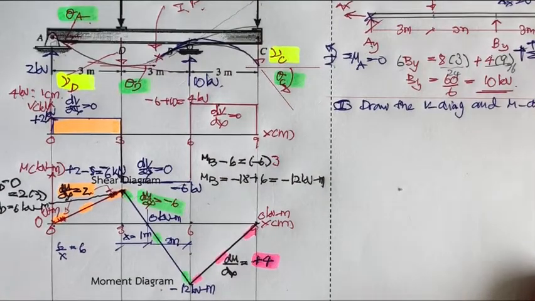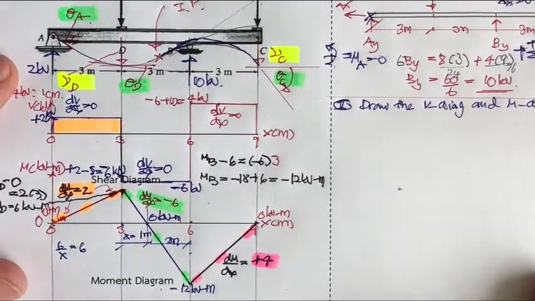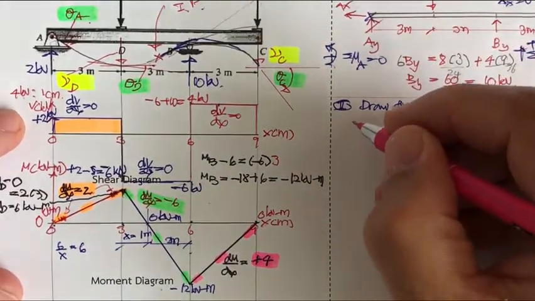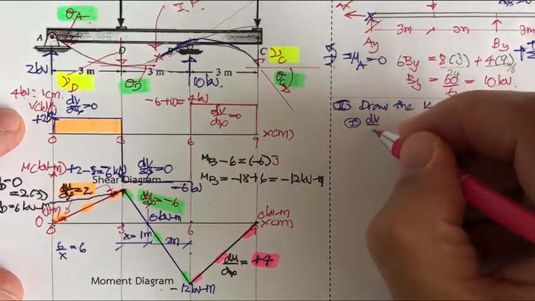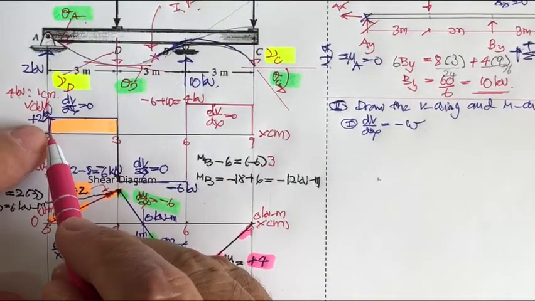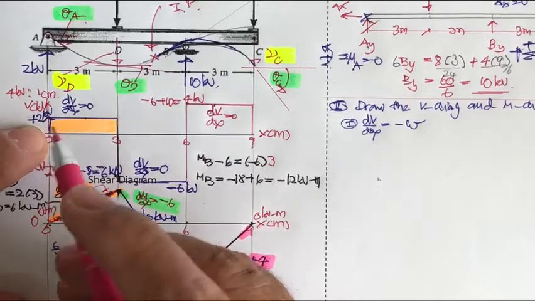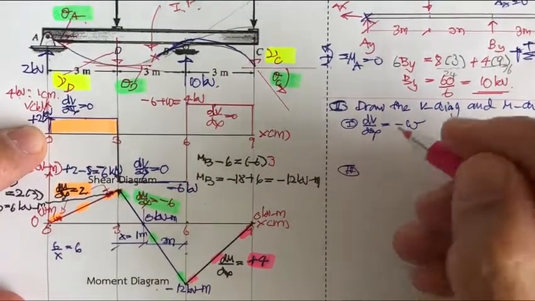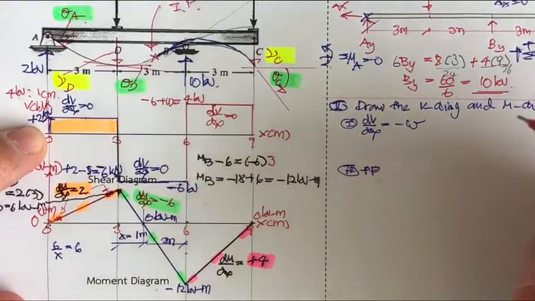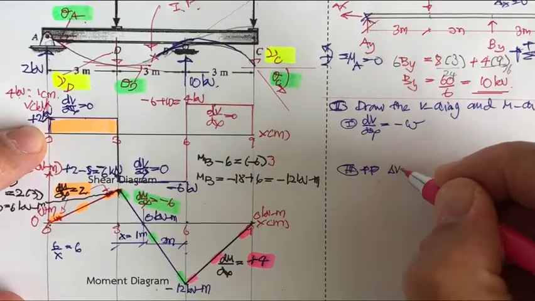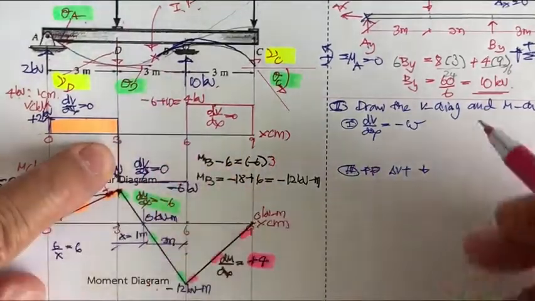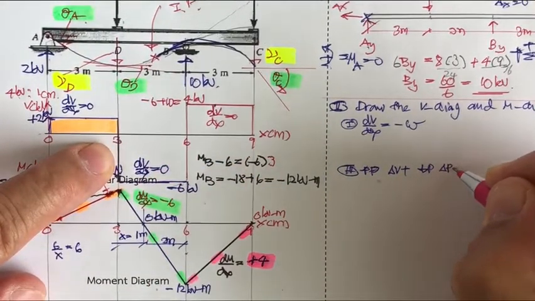And if you may recall, what we do, we have the law, and I would like to say it again. First, dv by dx equal to minus w. You may recall this. When you push over here, you get 2 kilonewton also. So that is going to be the third. When you get the positive upward P, you get the delta V as positive. When you get the downward P, you get the delta V as negative.